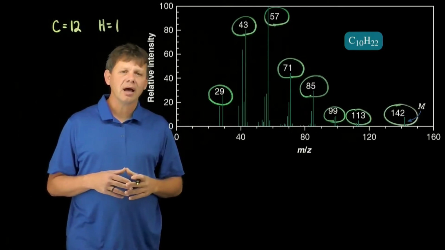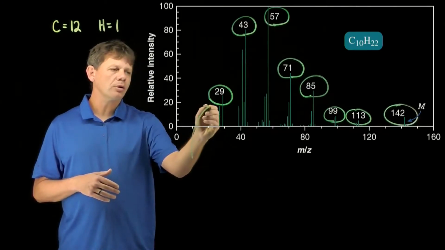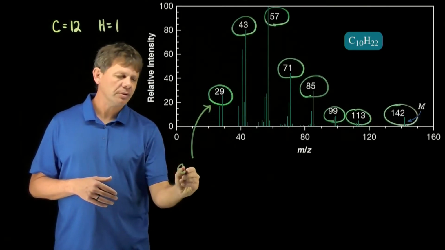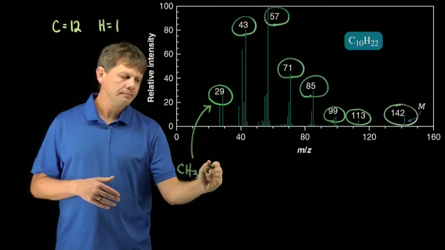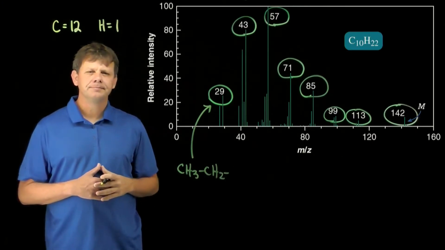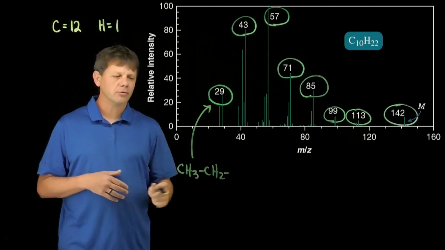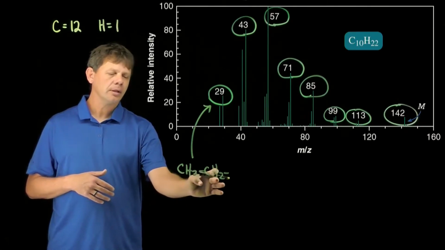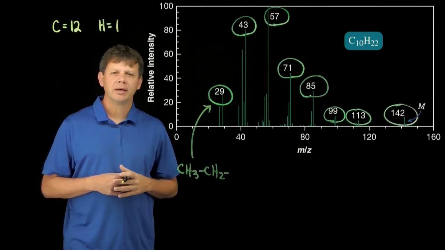Well, to give 29, that's going to probably correspond to an ethyl group, CH3CH2. That would give us the 29. 12 plus 12 is 24, plus 5 is 29.